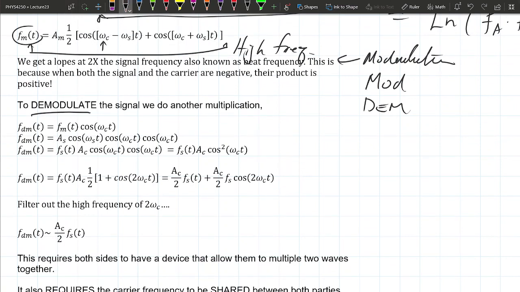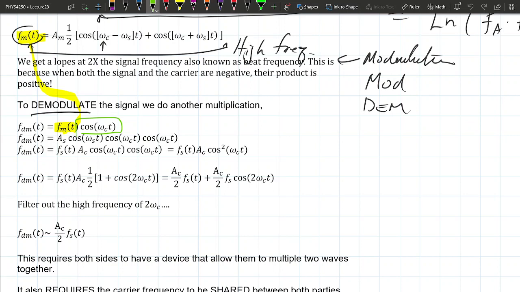You take whatever this is, that's what your input is, and you just multiply it by another cosine function. But this has to be special, because it has to be exactly the same frequency that you modulated the signal with. Otherwise it doesn't work, because otherwise you will just get beat frequencies.